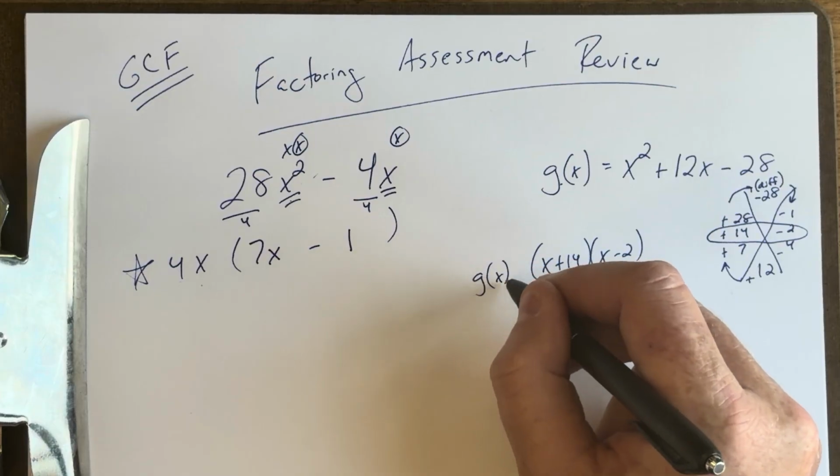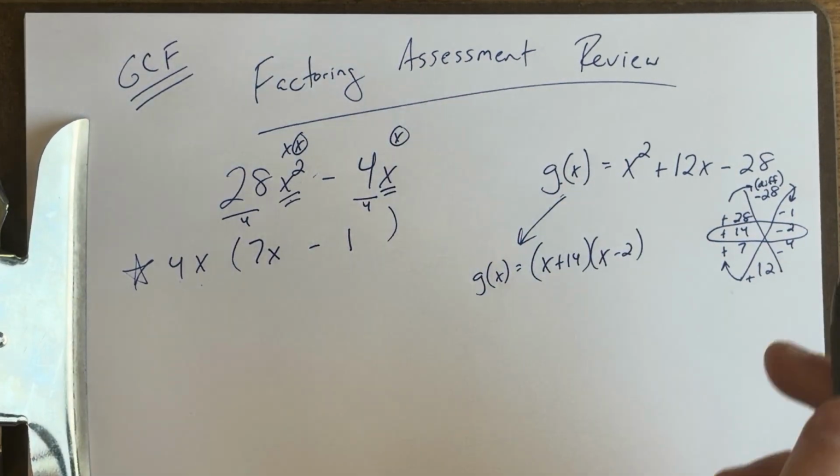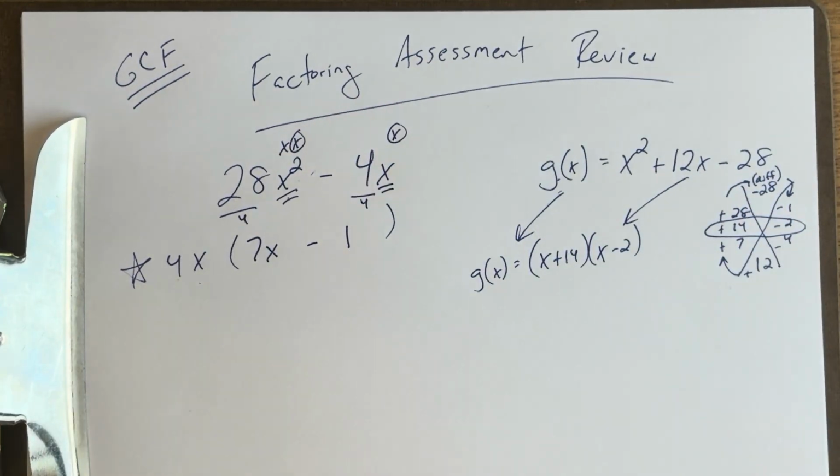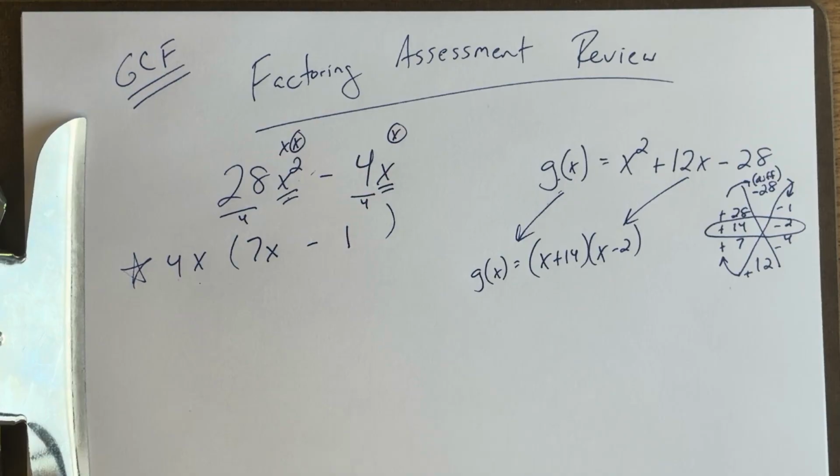Don't let the g of x thing confuse you. g of x equals, that just simply means y equals. We've talked about that. So all we did was we factored that. We got positive 14, negative 2. That's the second one.